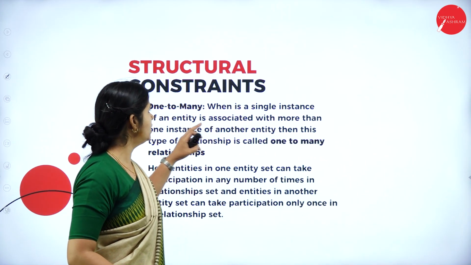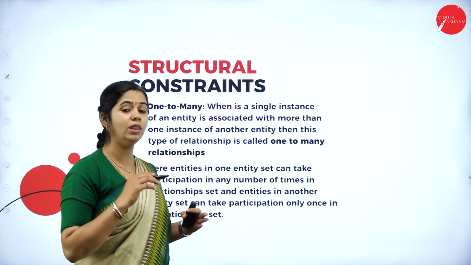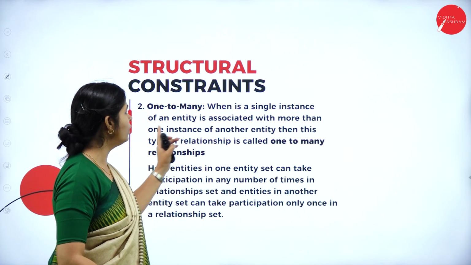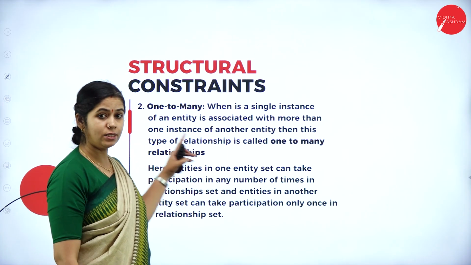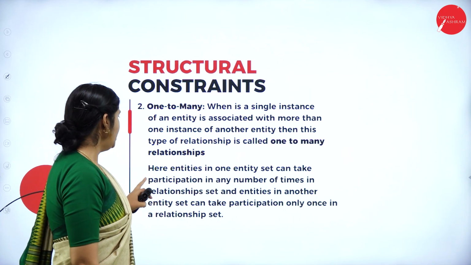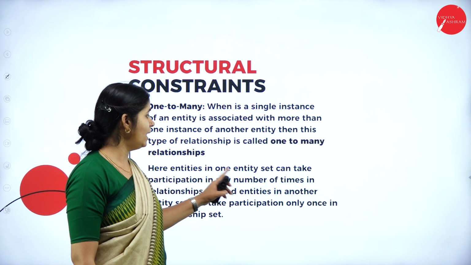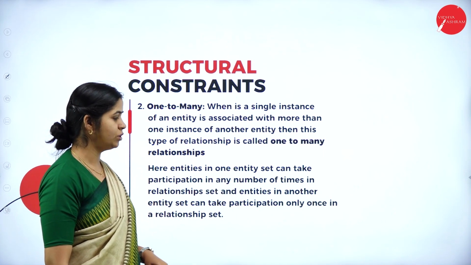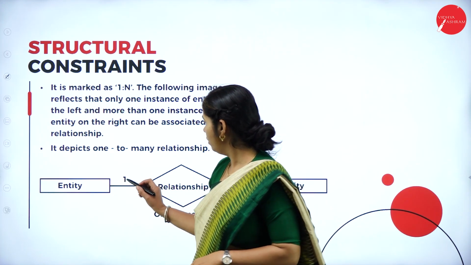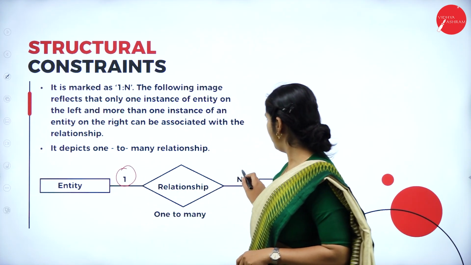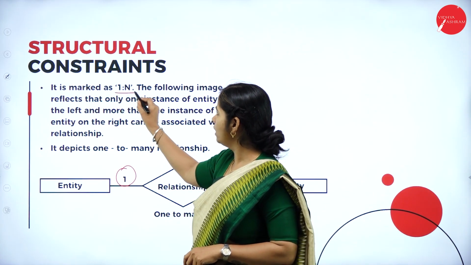1 to many constraint: when a single instance of an entity is associated with more than one instance of another entity, that is called 1 to many. Here the entities in one entity set can participate any number of times in the relationship. Let's see a generalized example. Here one entity is participating with any number of entities, marked as 1:n.